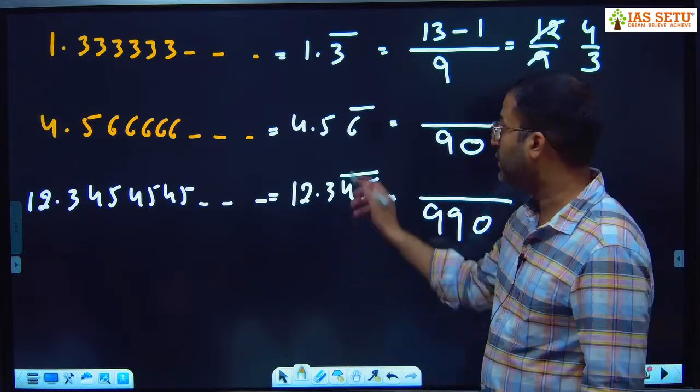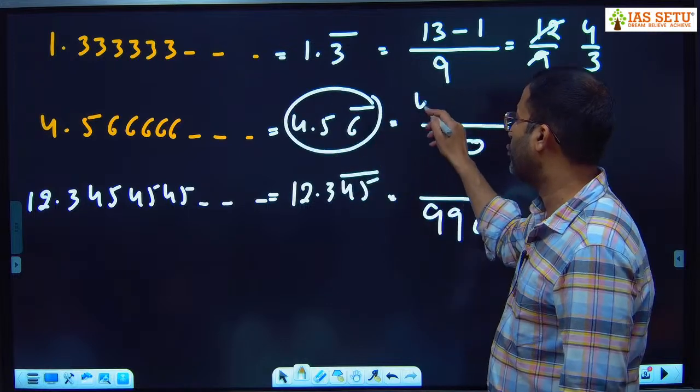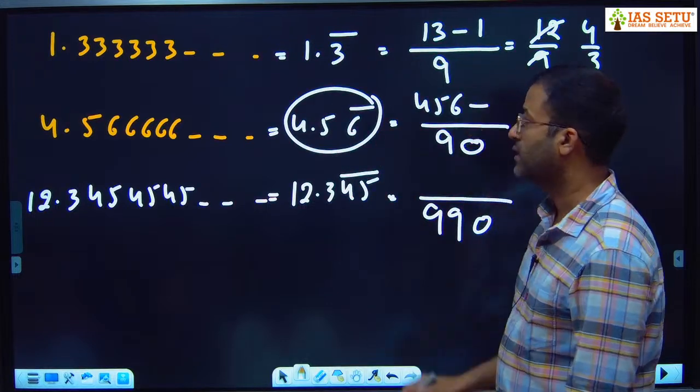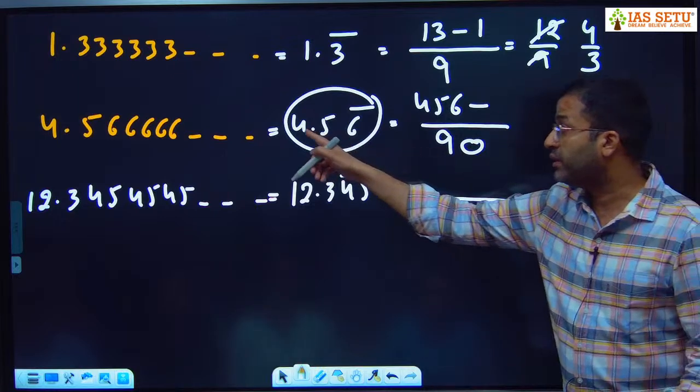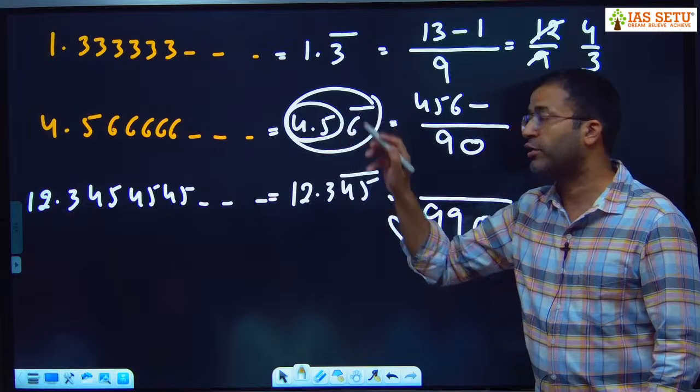I repeat, here the total number is 456 minus. Some students by mistake take 5, they take 6, but here 4 and 5 both are non-repeating.